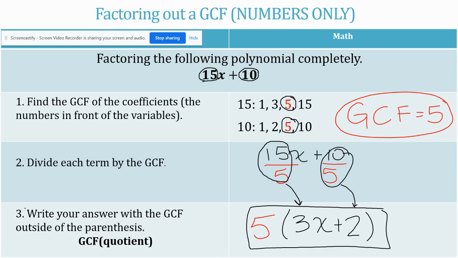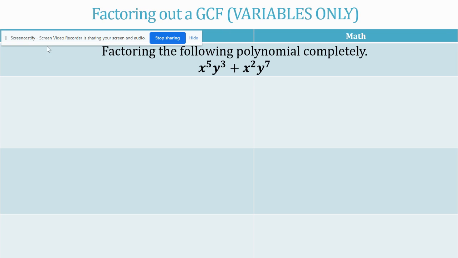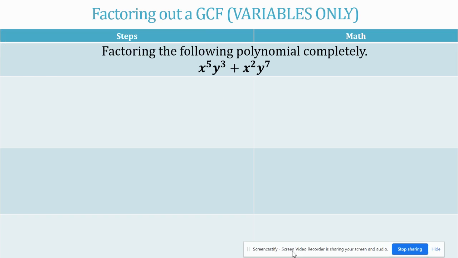Okay, so let's take a look at an example where we only have variables. Factor the following polynomial completely: x to the fifth y to the third plus x squared y to the seventh. So it's a little different here.